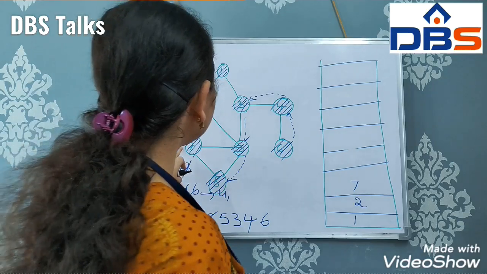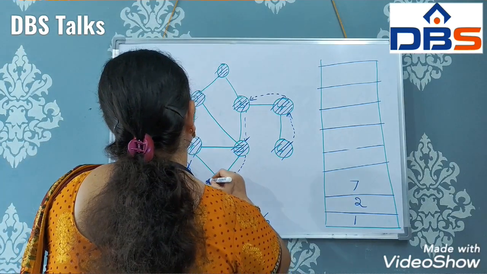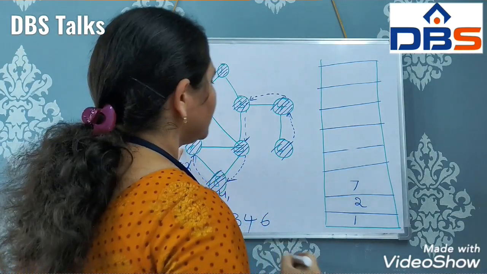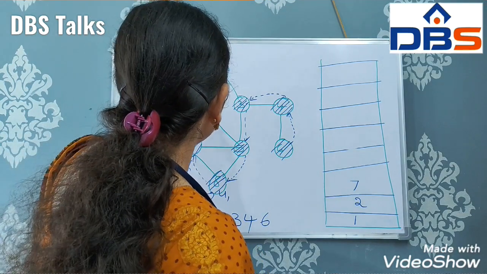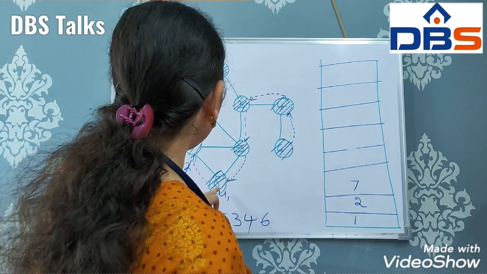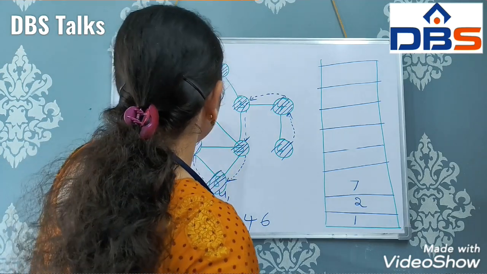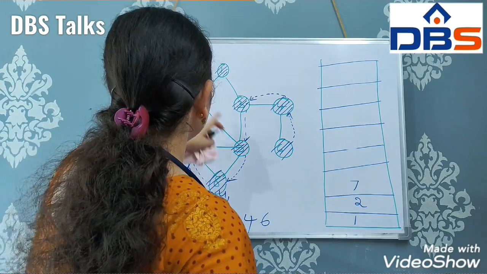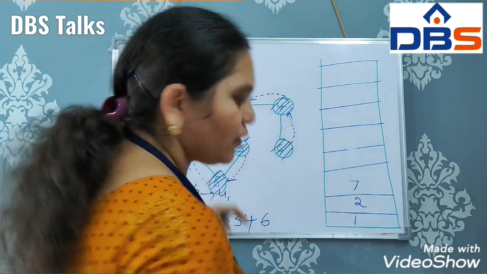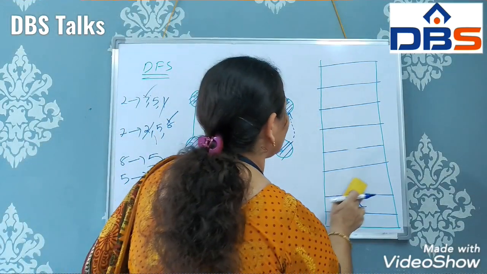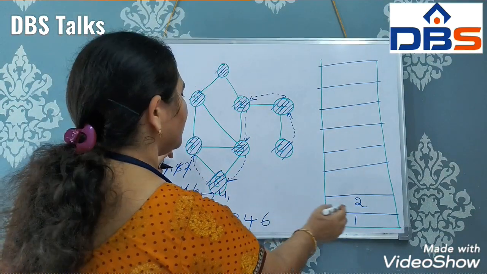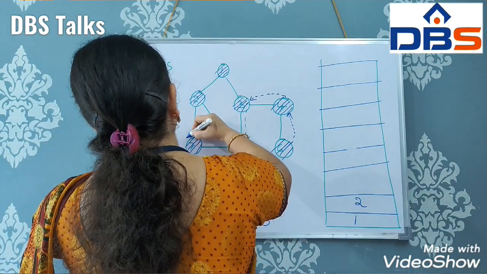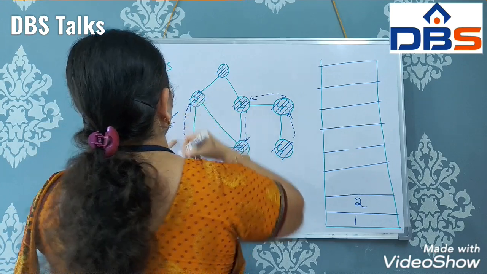So next, 7. Backtracking. Next, 7. So 7 is already visited. What are the adjacent vertices of 7? 5 and 8. All are visited vertices. No unvisited vertices are there. So that's why we need to pop 7 from the top of the stack. Next element is 2, so we go from 7 to 2.